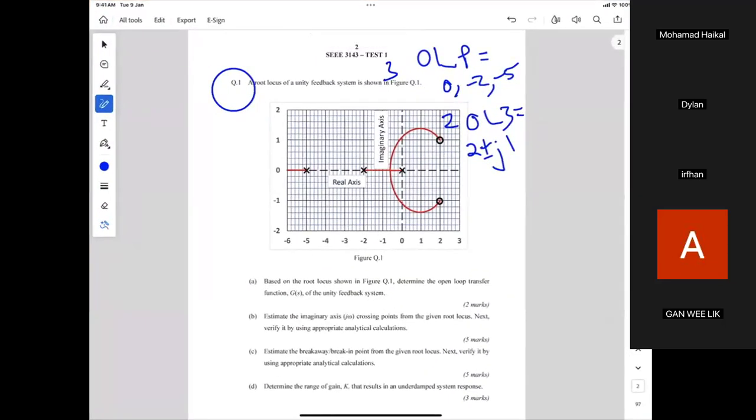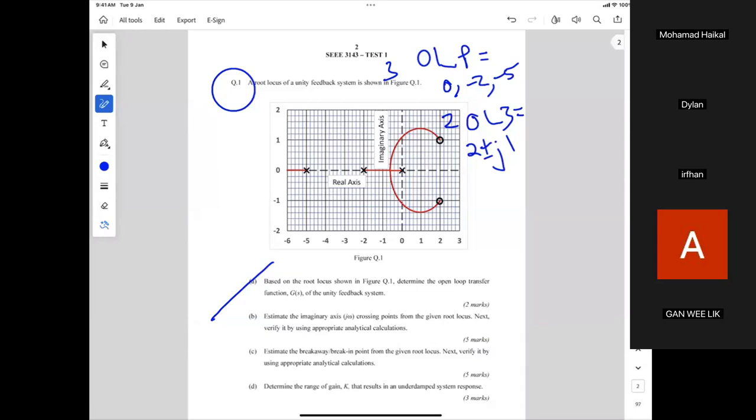Determine the open loop transfer function of the unity feedback system. Estimate the imaginary axis crossing from the given root locus, then verify by using appropriate analytical calculations.